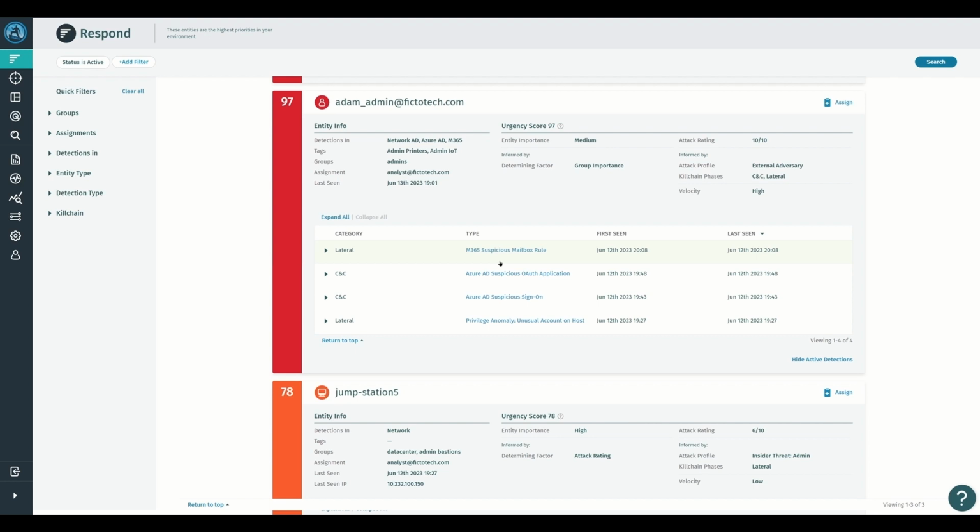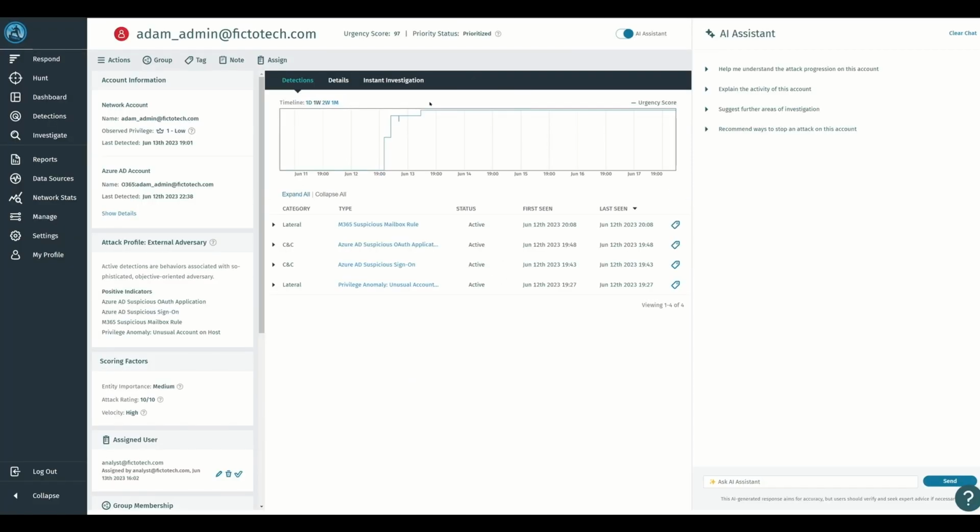And so in the Fictotech SOC, I want to know what's going on with this account. What else is it doing? And Vectra, thankfully, can help here as well.